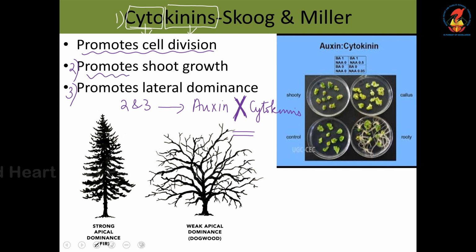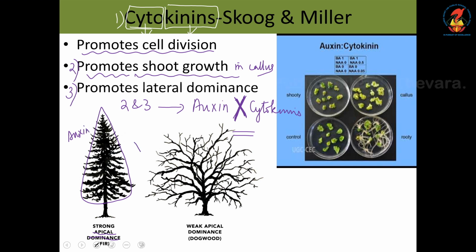Recollect, auxins promote rooting. So here, opposite of rooting, don't say shooting, the better word is shoot growth. Promotes shoot growth in callus. Callus means in tissue culture. And the third function, which is also antagonistic to auxins: we know auxins promote apical dominance, and as a result of apical dominance we see the tree canopy like this. This is because of apical dominance. This is due to auxins, and I told you cytokinins is opposite. So it promotes lateral dominance.